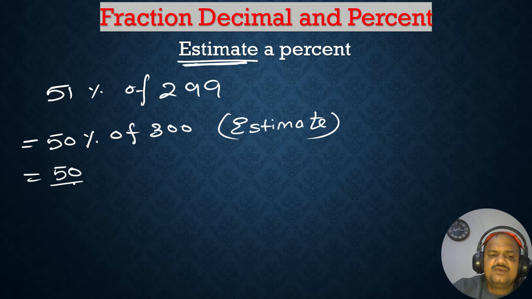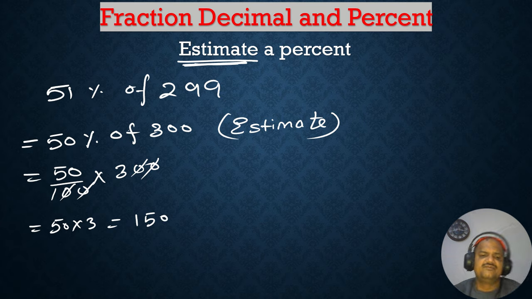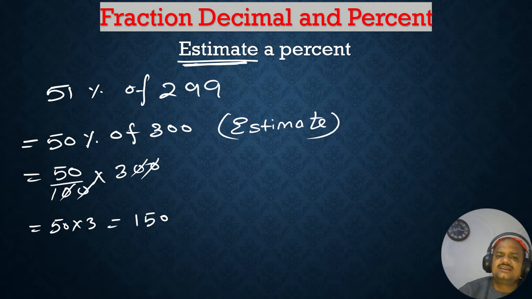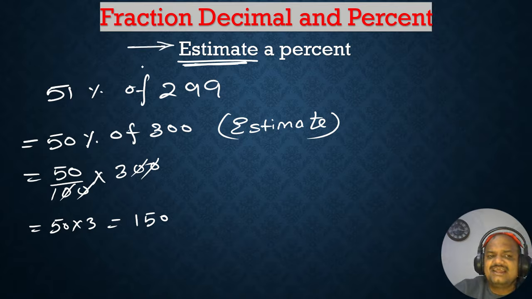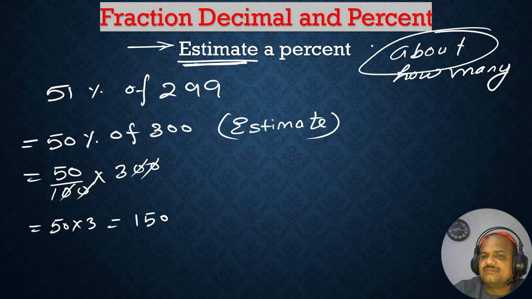Now 50 over 100 of means times 300. Now this 0 cancel, this 0 cancel. So you got 50 times 3. 50 times 3 means 150. Okay. So this is called estimation. So what you will do, either you will get this word directly, that estimate, or you will get this word about how many, like this, or approximate. Okay.